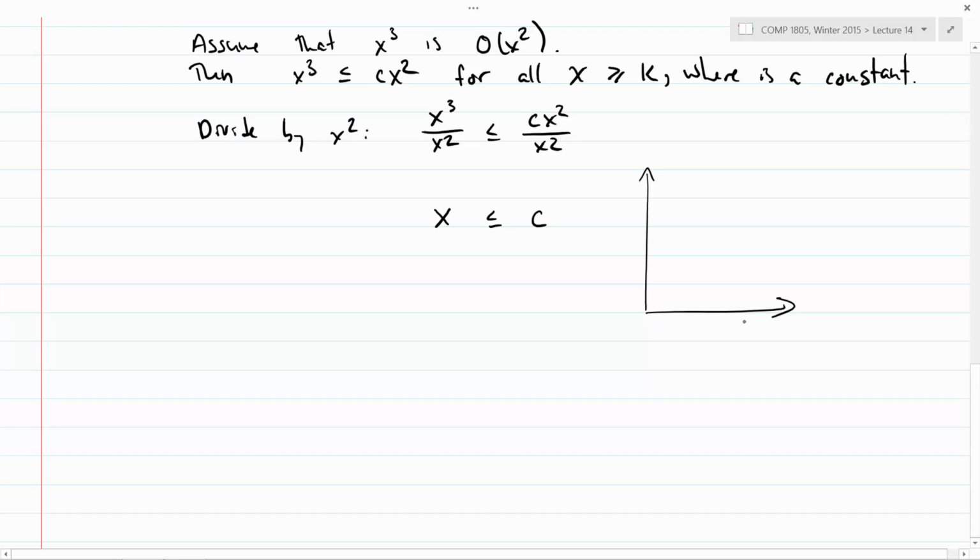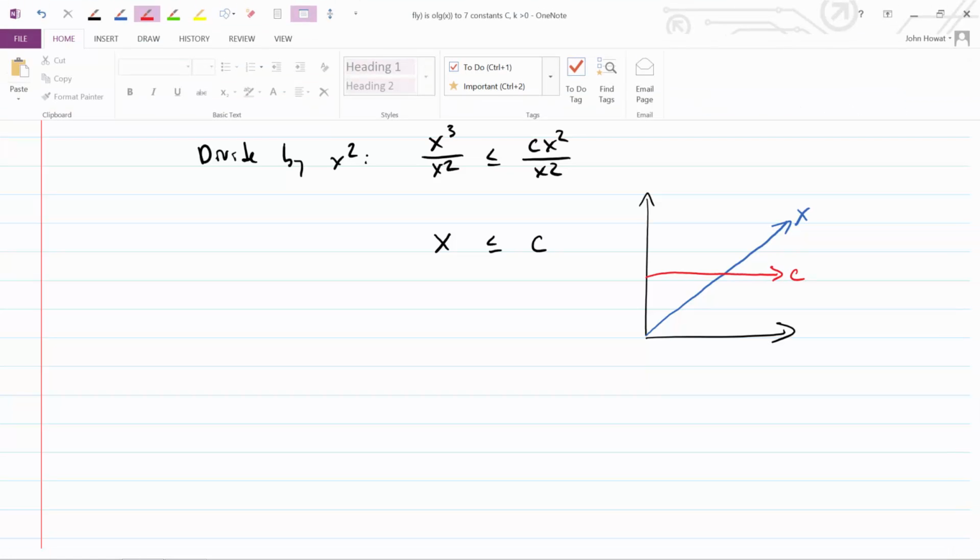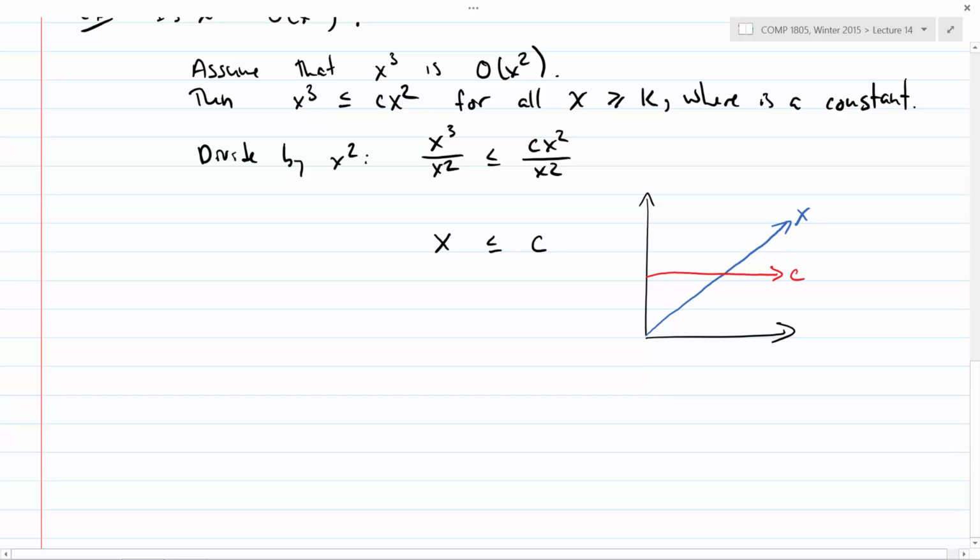I have this function x, and it grows like this. It's a line. This is x. C is just a constant, so it always takes on the same value. It looks like this. And the statement is saying that x is less than or equal to c, but I can see that this is not the case, right? It's true up until here, but after that it's not true. Does that make sense? I assume c can't be infinity. Right, c has to be a finite constant.